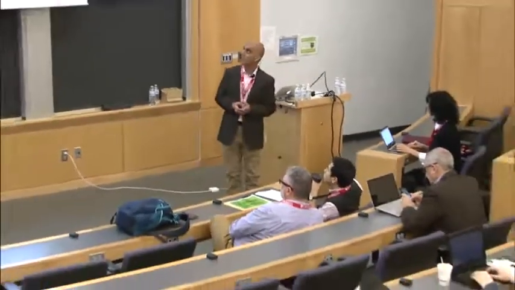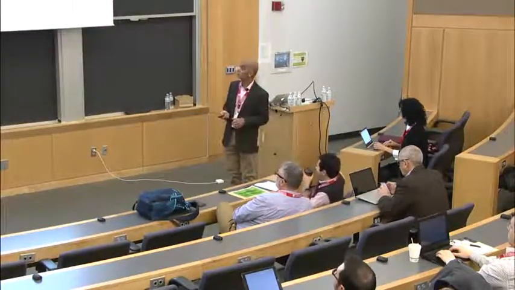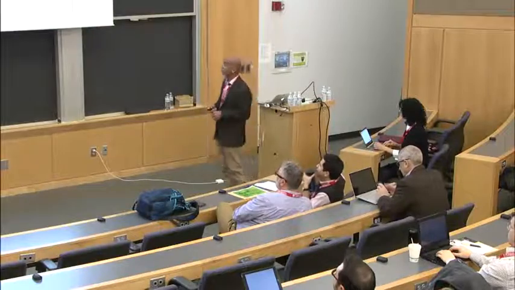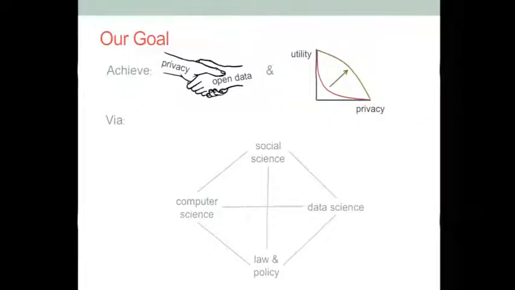So in cartoon form, the goals of the Privacy Tools project were to try to reconcile these privacy concerns with open data and try to push this privacy versus utility curve out as much as possible. And we have been trying to do this through the collaboration of kind of four different disciplines. Of course, the social scientists and data scientists who collect and analyze and share these data sets that we're referring to.